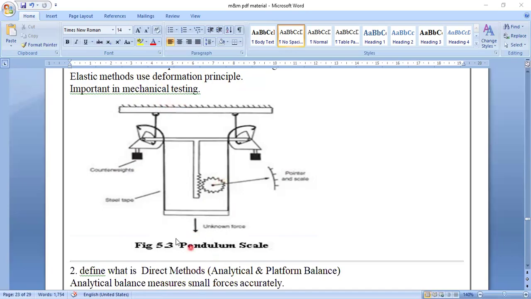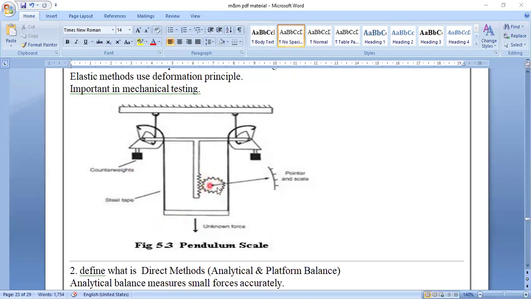Here you have a pendulum with counterweights. One is an already known weight, and this is the unknown weight, which is attached here. Now this pendulum will come down, with the steel plate here. When it comes down, the difference value is read by this rack and pinion system. Some readings are made by using these threads.